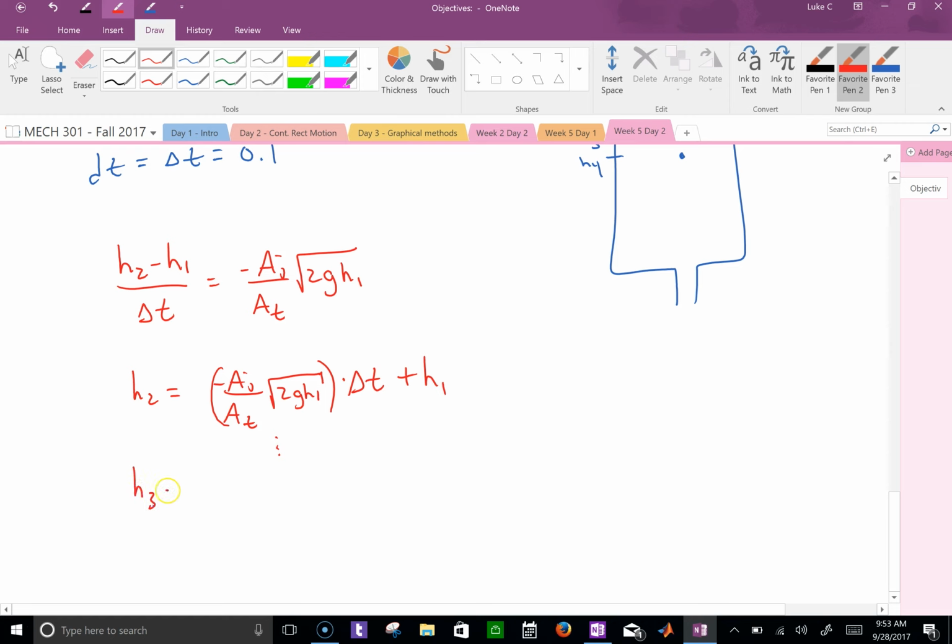Try that again. Negative AJ over AT, square root of 2GH2 times delta T plus H2. And you just keep going on and on. See that there's a pattern here? That's how you know you could use a for loop in programming in C or MATLAB. In Excel, you could just have these and extract them down. Sure, go right ahead. But it's easier to use a for loop when you find a pattern. That's the reason for for loops: once you find a pattern, you can change this.